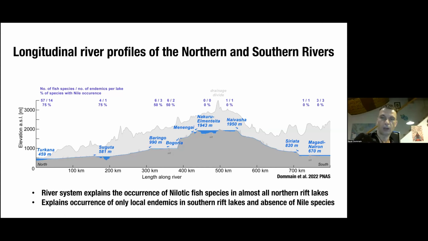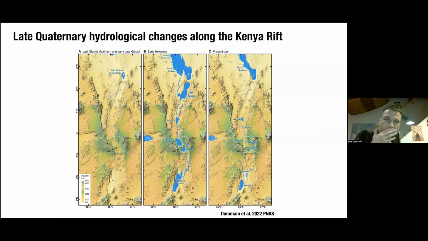So these lakes have very low biodiversity and are only characterized by endemics. Just here, a sequence of the hydrological changes for the lake Quaternary. This is the LGM, the entire Kenya Rift, except for two little basins or remnants of Lake Turkana. The whole Kenya Rift was dry.